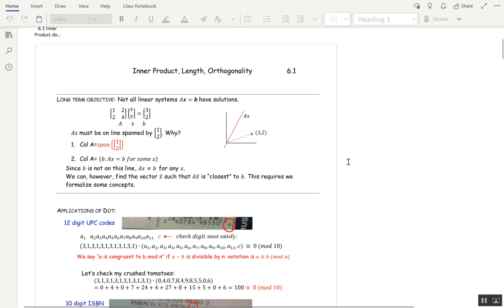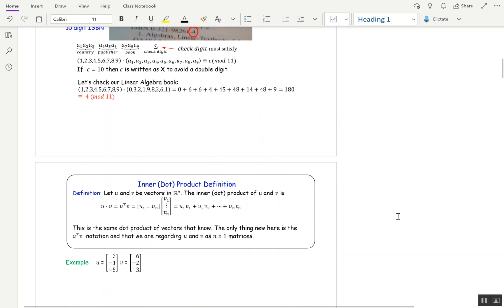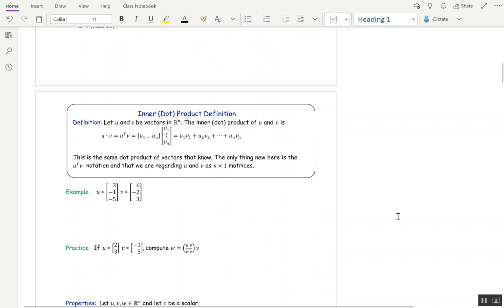This is section 6.1. Today we want to talk about dot product in a new light, the length of a vector, and what it means for two vectors to be orthogonal. I'm going to have you read through this first page on your own. Since this is a video and I don't want to keep you here all day, I'm going to jump right to some of the definitions and computations on page 2.